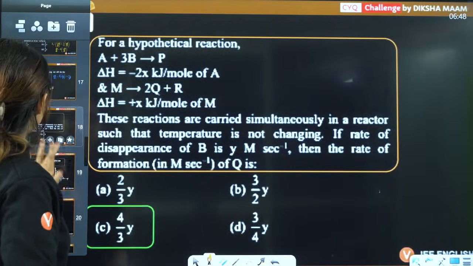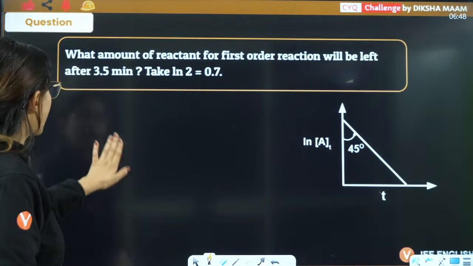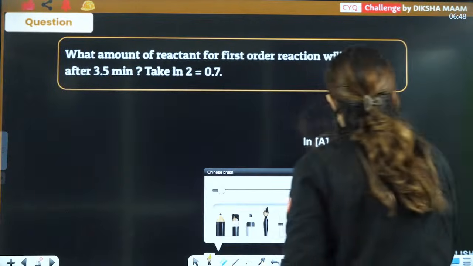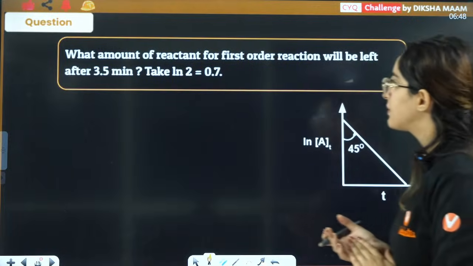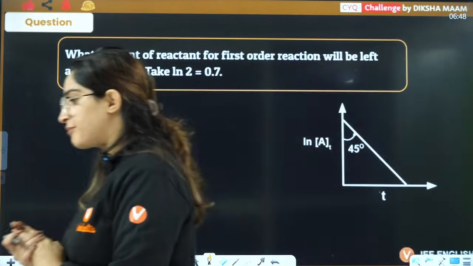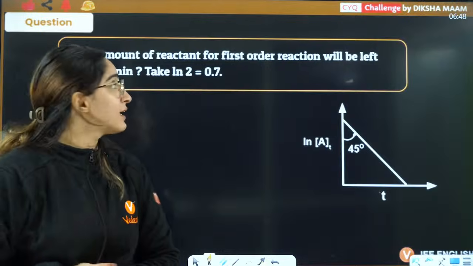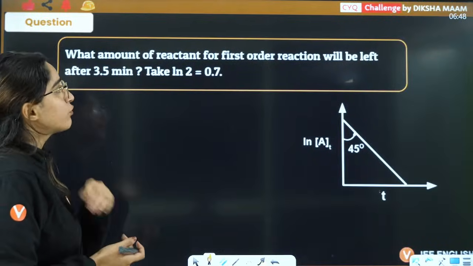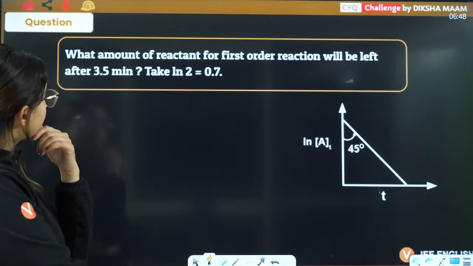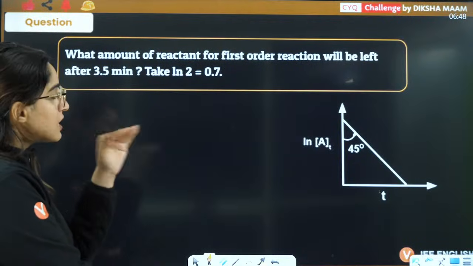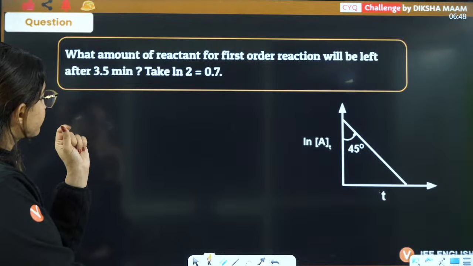Achha. Now let's do the next question, that is this one. This question is, what amount of reactant for a first order reaction will be left after 3.5 minutes? Now they are saying, what amount of reactant would be left for a first order reaction after 3.5 minutes. A graph is given to you.